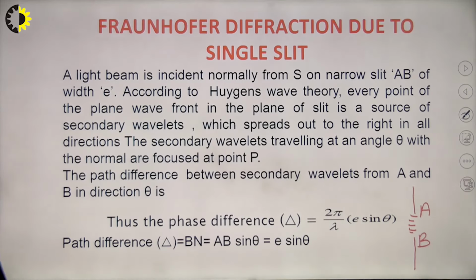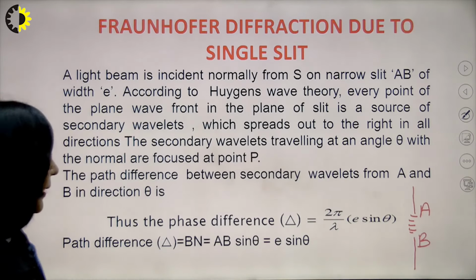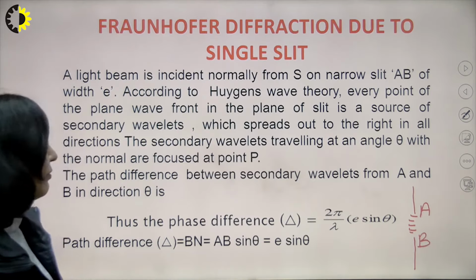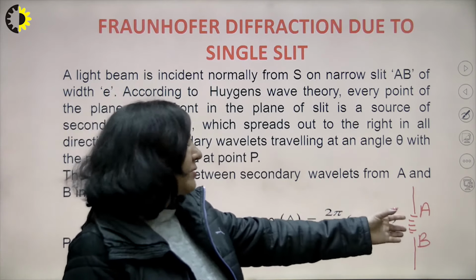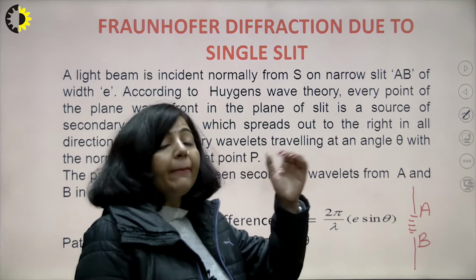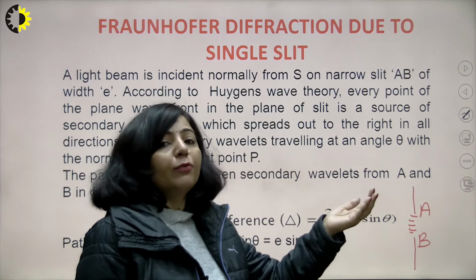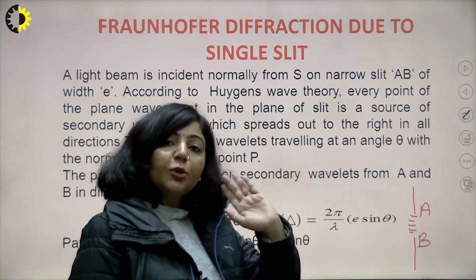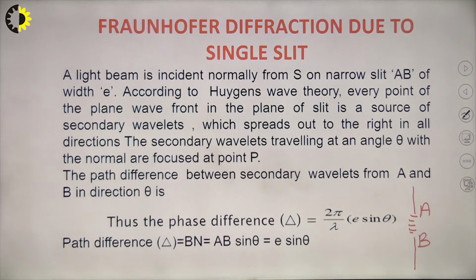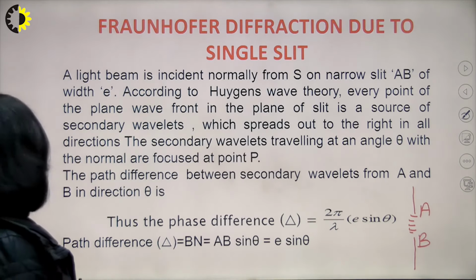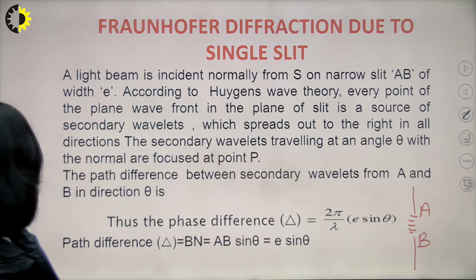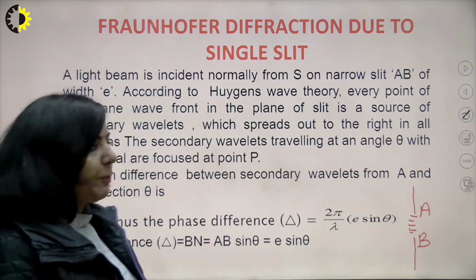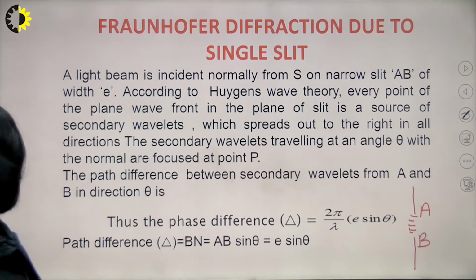According to Huygens wave theory, every point of the plane wavefront in the plane of the slit is a source of secondary wavelets. As I mentioned, if we assume there are n parts in the slit AB, then every part will act as a source of secondary wavefronts. This means diffraction of light will take place from every part of slit AB, which spreads out to the right in all directions. The secondary wavelets traveling at an angle theta with the normal are focused at point P. I will explain that with the help of a diagram.